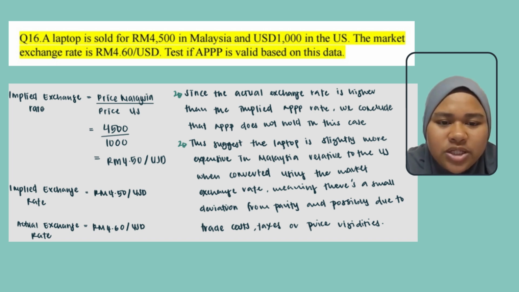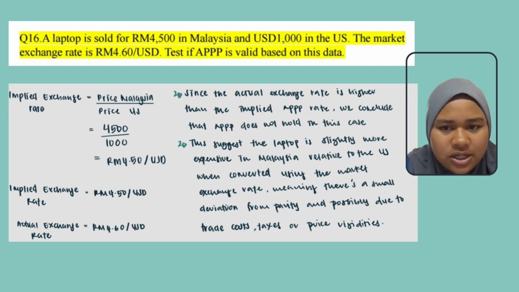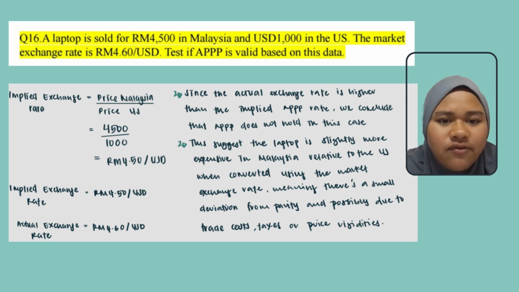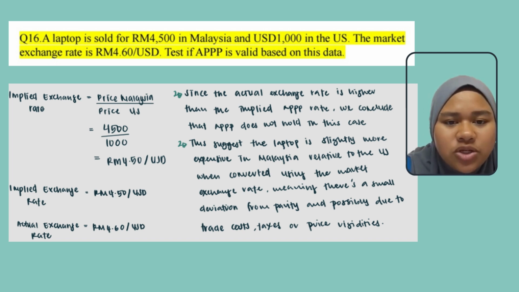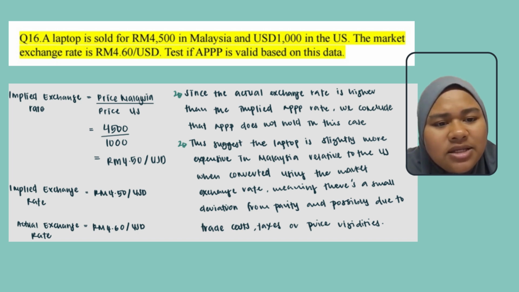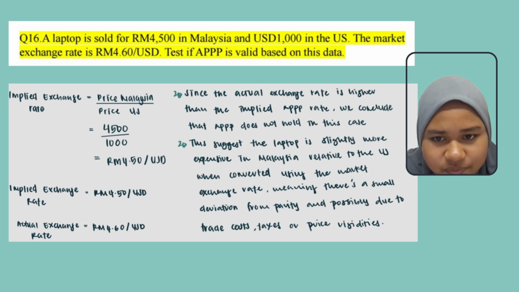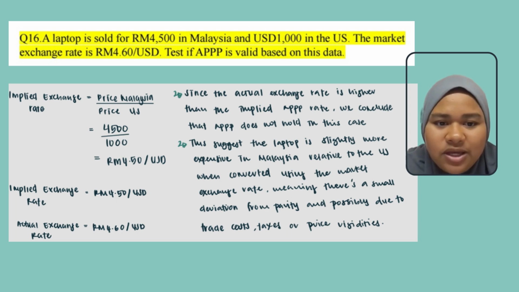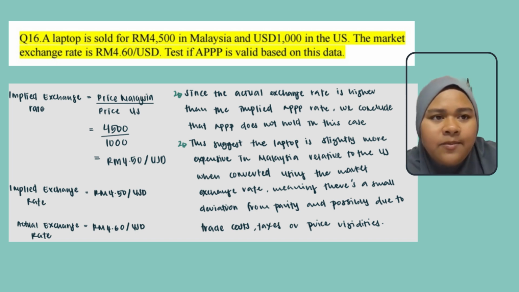The next step, we need to compare with the actual market exchange rate. So the APPP equals 4 ringgit 50 cents over US dollar, but the actual market rate is 4 ringgit 60 cents over US dollar, higher than the APPP rate of 4 ringgit 50 cents. This suggests that the ringgit is undervalued relative to the US dollar based on this product. This implies that the laptop is slightly more expensive in Malaysia than it would be if APPP held perfectly.